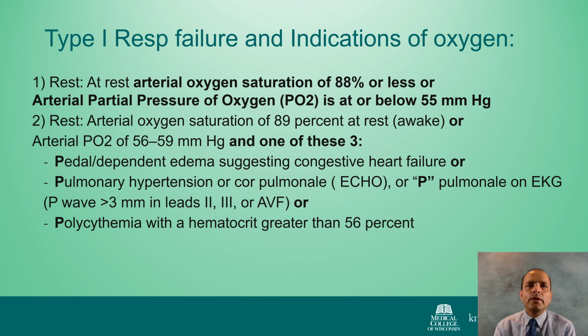So let's talk about type 1 respiratory failure, and indications of oxygen. So at rest, when you do pulse ox and the pulse ox number is 88 or less, or if you do ABG and the ABG number is 55 or less, people qualify for oxygen. So those are the indications for oxygen.